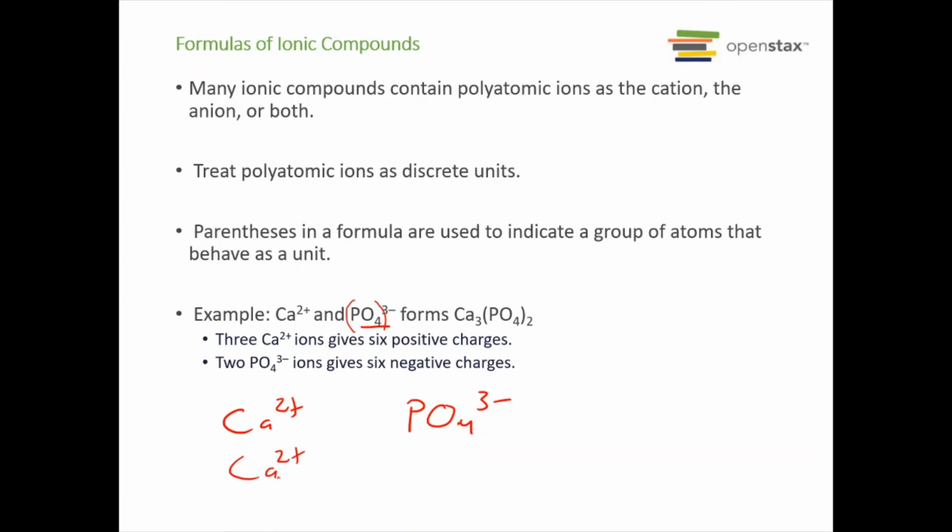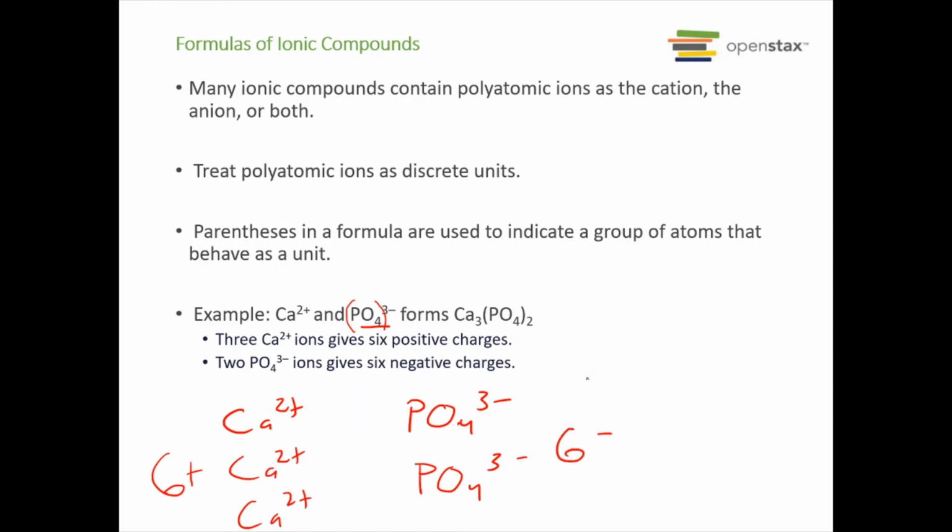Ca2+ and Ca2+ is 4+. 3-, that's not going to work. So maybe if I do another 2+, I have 6+ now. 2+, 2+, and 2+ overall gives me 6+. And then let's try it here. Well, 3- and another 3-. Okay, that's 6- overall. That's good. So this is balanced.